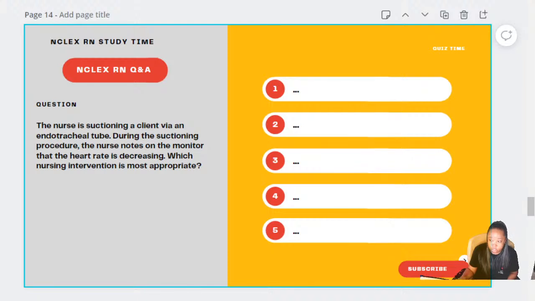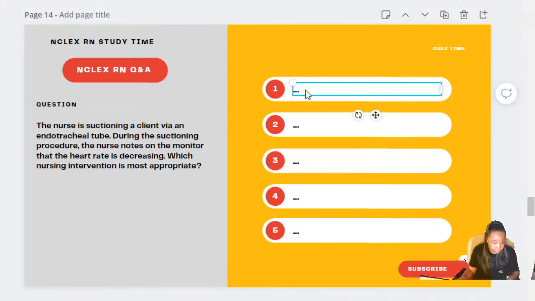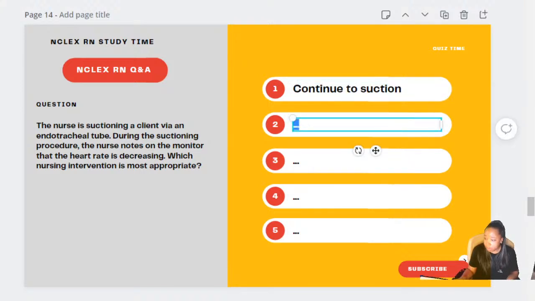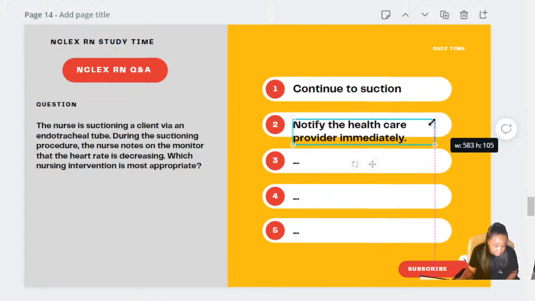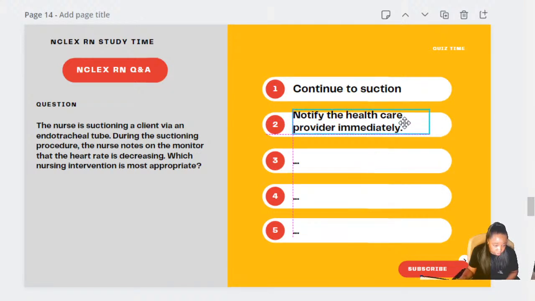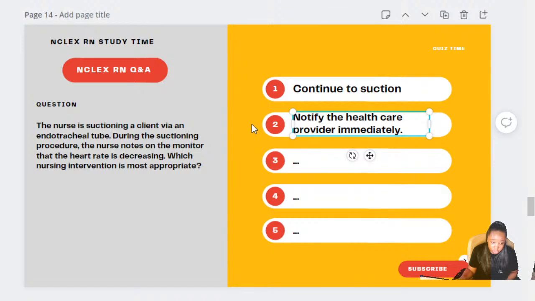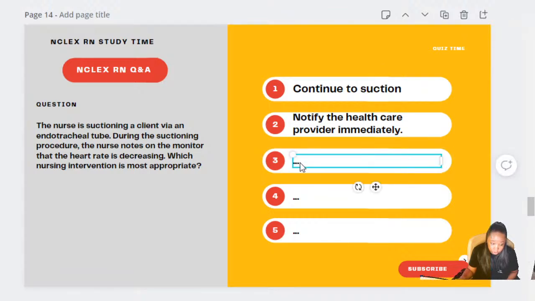Should the nurse continue the suction? That's the first answer. Do you think the nurse should continue the suction? The second one says, notify the healthcare provider. Well, you call the doctor because you see the heart rate is going down while suctioning. Remember, it's happening while you're suctioning the patient. Will you call the doctor?